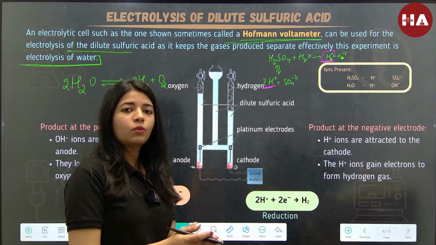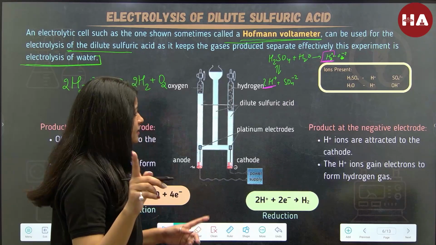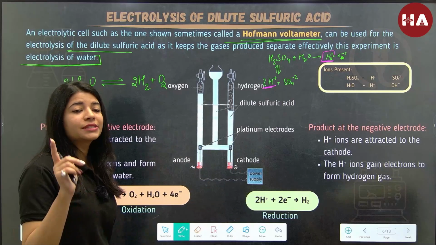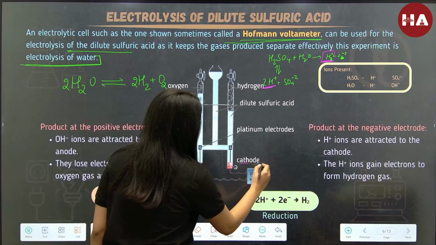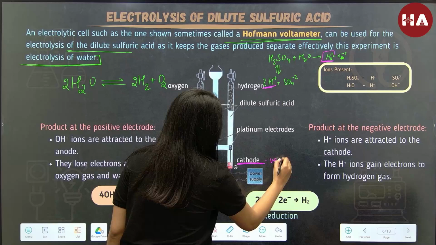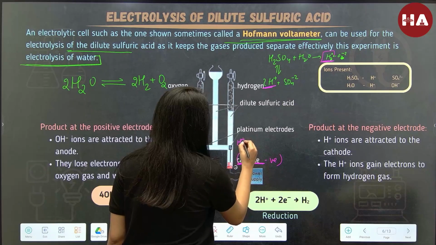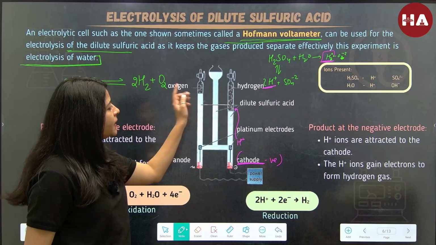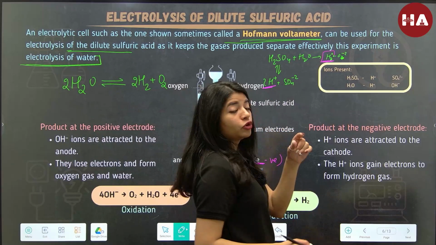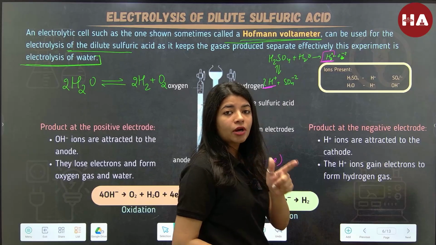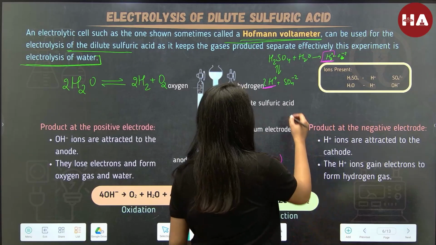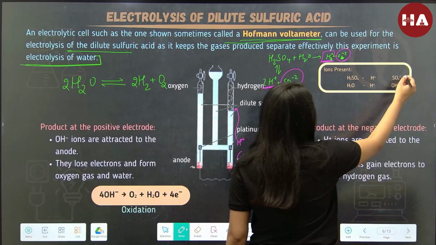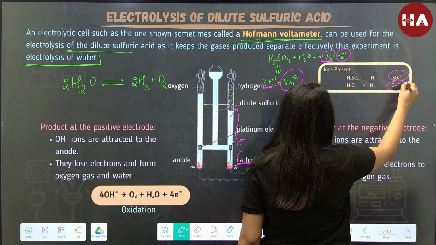Since only one type of cation is present, this H plus will move towards the negative electrode. And which is the negative electrode? Negative electrode is cathode. So where is cathode? Here. This is cathode, your negative electrode. Here your H plus will be discharged. Can you see hydrogen gas produced? You can see the bubbles of hydrogen gas. Then, if we talk about anions or negatively charged ions, two types of anions are present: sulfate and your OH minus ions.